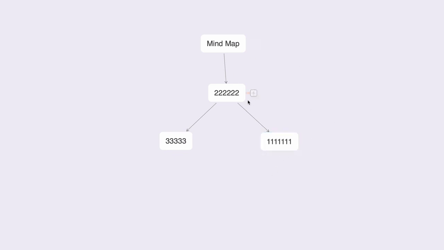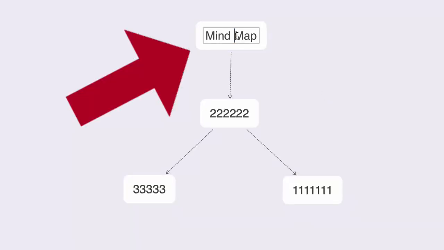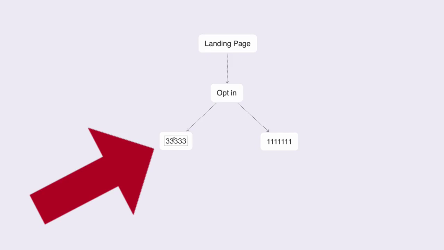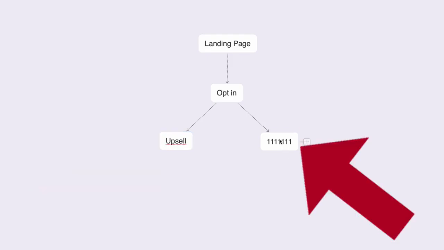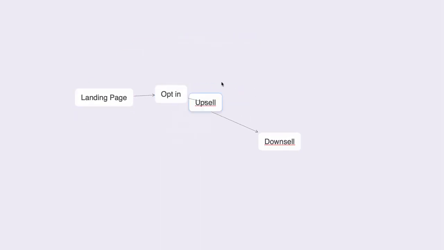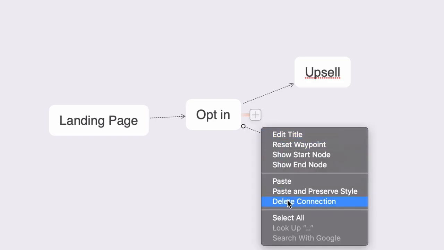I also use this tool to create workflows, sales funnels, marketing campaigns, just so I can visualize them. So let's say, for example, that this first node here is a landing page, and this second node is an opt-in. This third node is going to be an upsell, and this fourth node is going to be a downsell. Now I can move this node like this and actually change this a little bit. We're going to remove this connection here by going to delete connection.